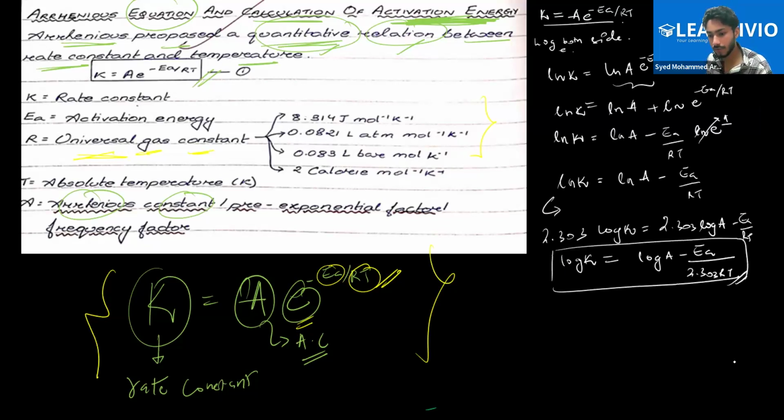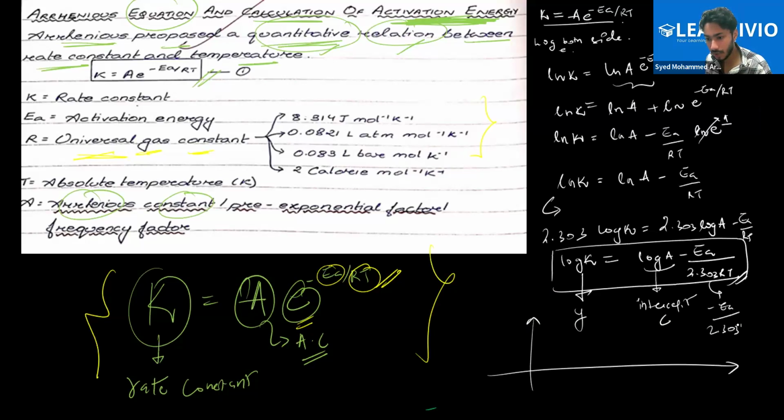Now if I want to draw a graph, the graph would be like this. This is my y, and this is my intercept C, and this is my slope, minus EA upon 2.303 R. The slope is negative, which means the graph would be like this. This is log A, the intercept, and the slope of this graph would be minus EA upon my 2.303 R. Understood?